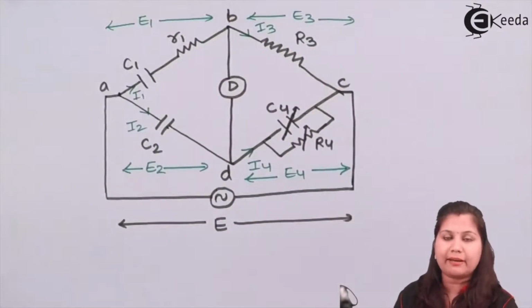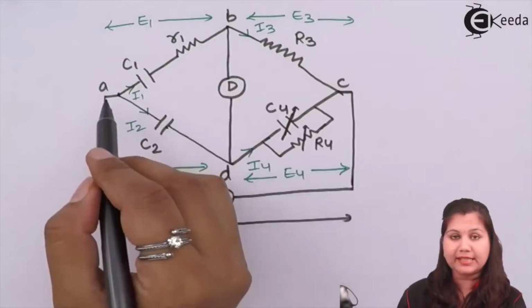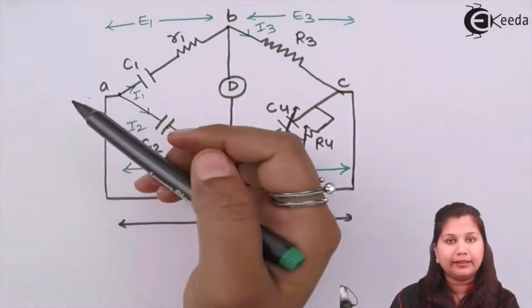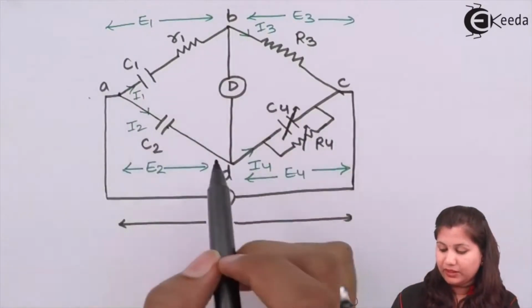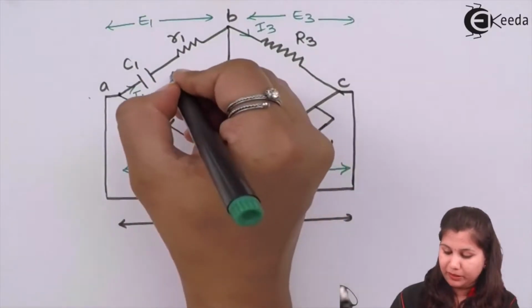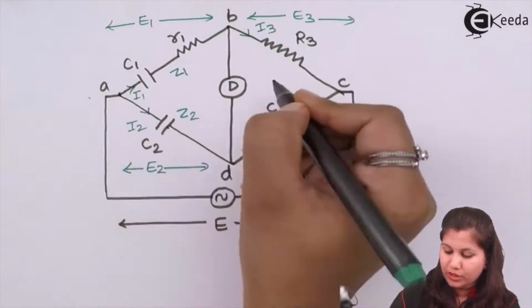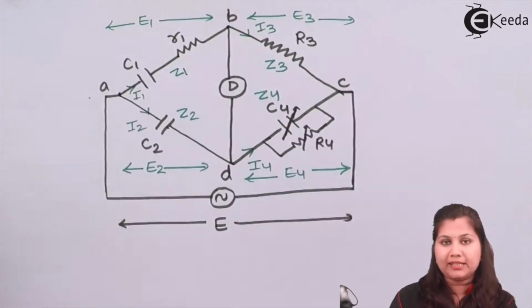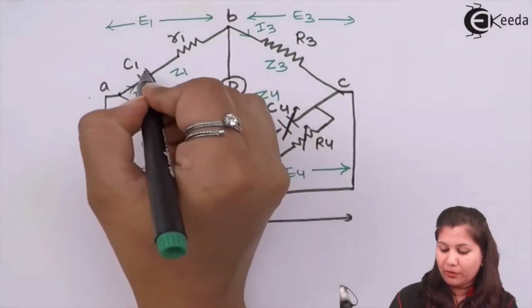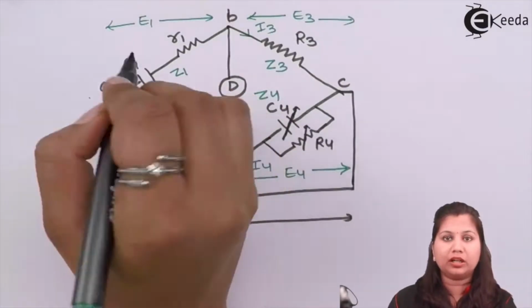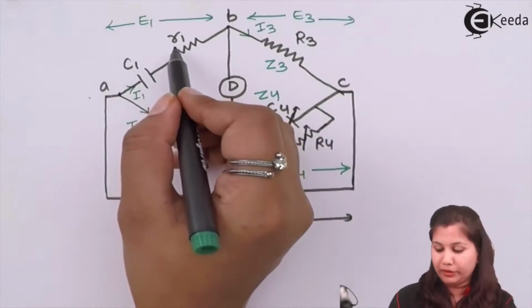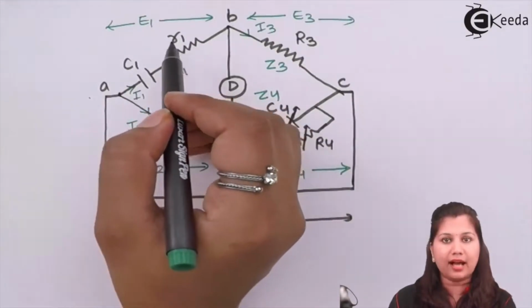So this is the circuit diagram for the Schering bridge. In this bridge you can see we are having the four arms AB, BC, CD and DA. And in these arms we are having the impedances. This impedance is Z1, this is Z2, this is Z3 and this is Z4. You can see that the impedances are the combination of capacitors and resistances. Z1 is the combination of the capacitor C1, the unknown capacitor, and this capacitor has a dielectric loss component which is represented by this resistance R1.